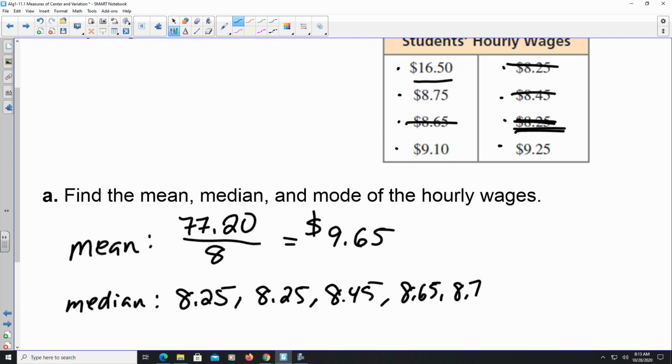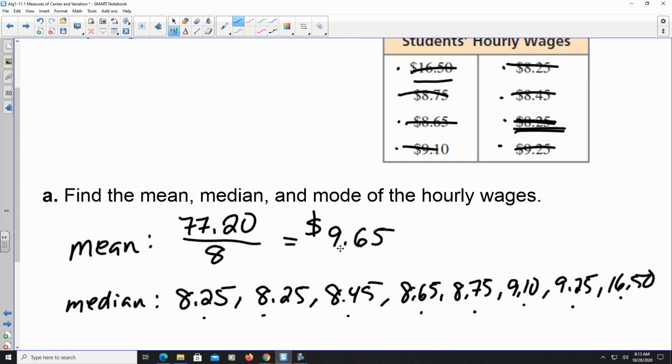875. Cross that out. And then looks like 910. Cross that out. And then we got 9.225. And then finally 1650. So I got 1, 2, 3, 4, 5, 6, 7, 8. All right, so I got my 8. So I believe I'm good.